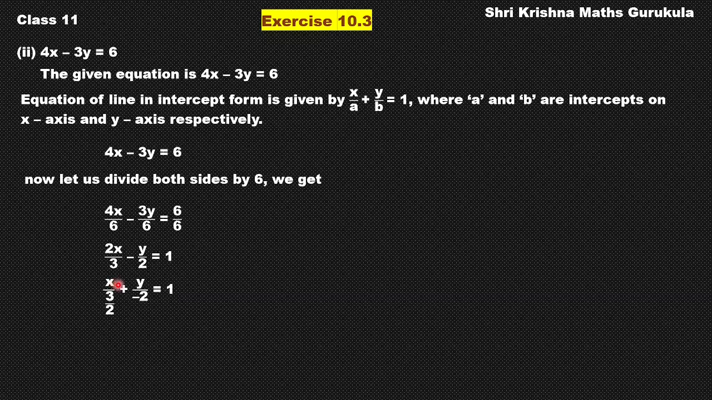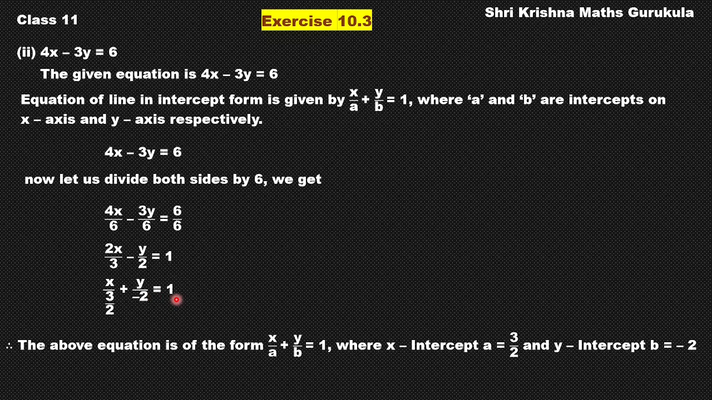So we wrote it in the form x by x-intercept, which is 3 by 2, plus, yes, we brought it to standard form, y by y-intercept, which is y by minus 2. This is the y-intercept. The y-intercept can be negative. So this is equal to 1. Now on comparing it to standard form, you can very well see that we have brought it to standard form, and we can also write the x and y intercepts. So x-intercept a is equal to 3 by 2 and y-intercept b is equal to minus 2.